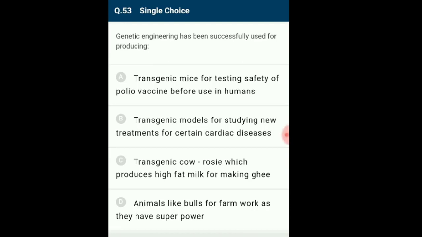So the answer is option A. Transgenic mice for testing safety of polio vaccine before use in humans.